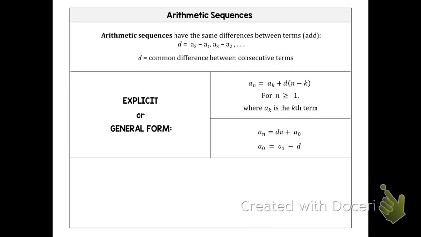All right, then we have two different forms here. We have the explicit form, which is a sub n equals a sub k plus d times n minus k for all n greater than or equal to 1, where a sub k is our kth term. Or the general form, which is a sub n equals that common difference d times n plus a sub 0. Now, we don't know a sub 0. It's typically not given to us because we always start with our first term, a sub 1. But we can find a sub 0 by taking that first term and subtracting that common difference.